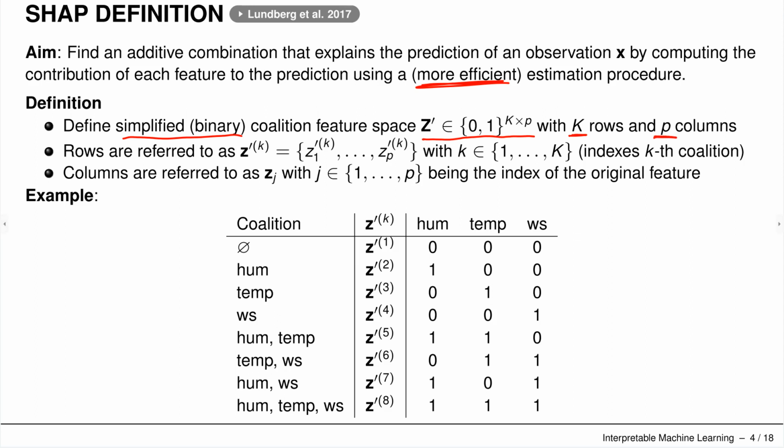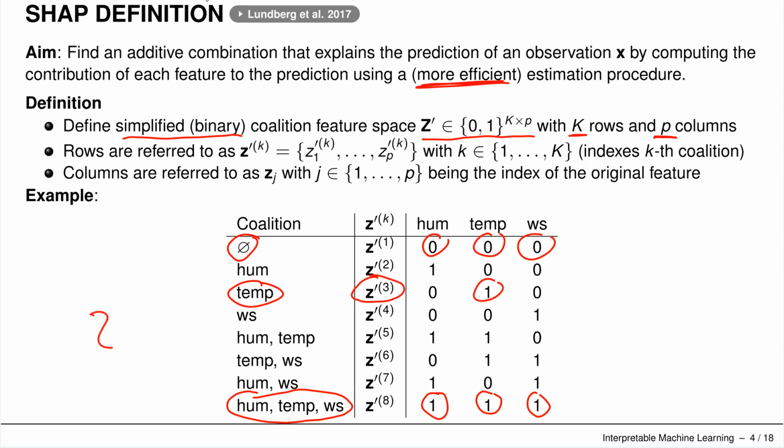And for each row, let's do that by example. Here we have the empty coalition, so they're all 0. So humidity is not in, temperature is not in, and wind speed is not in. Here we have the full coalition, so everyone is in, everyone gets a 1. And if only temperature is in, only temperature gets a 1. And these rows, we call them z prime. And the whole thing is the matrix capital Z prime.